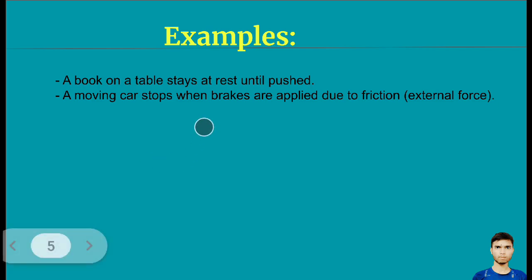Now the next examples. A book on a table stays at rest until pushed. A moving car stops when brakes are applied, and the brake is the external force. A moving car will come to rest when brakes are applied, and it happens due to friction, which is an external force.